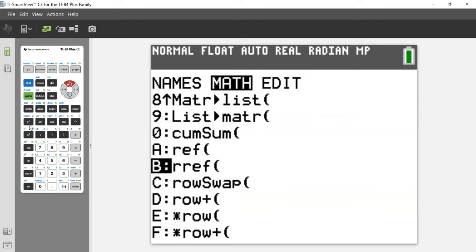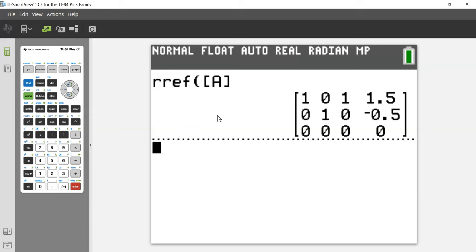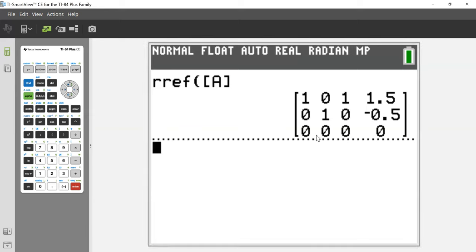RREF is towards the bottom. Save a few button presses if you go up. Okay, and we get this. So there are solutions, first of all. It's okay to have zeros in this bottom row as long as the last entry is also zero. And we get equations this time. X plus Z equals 1.5. Y equals negative 0.5. This third row says that 0 equals 0, which isn't helpful, but also is a true statement. It's not hurting anything.